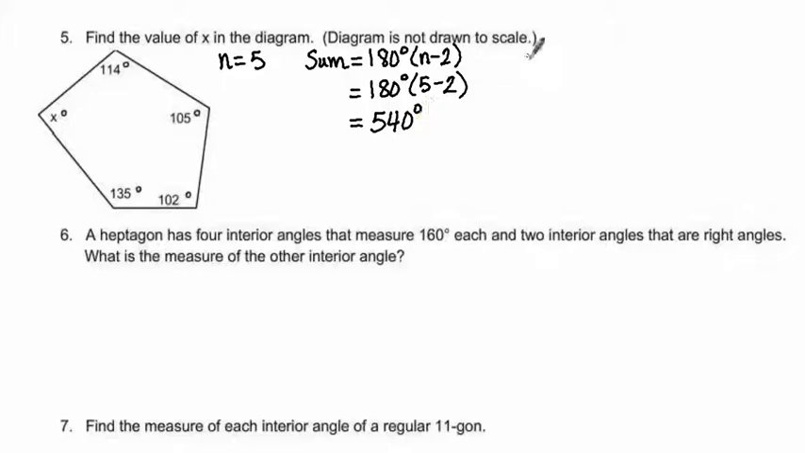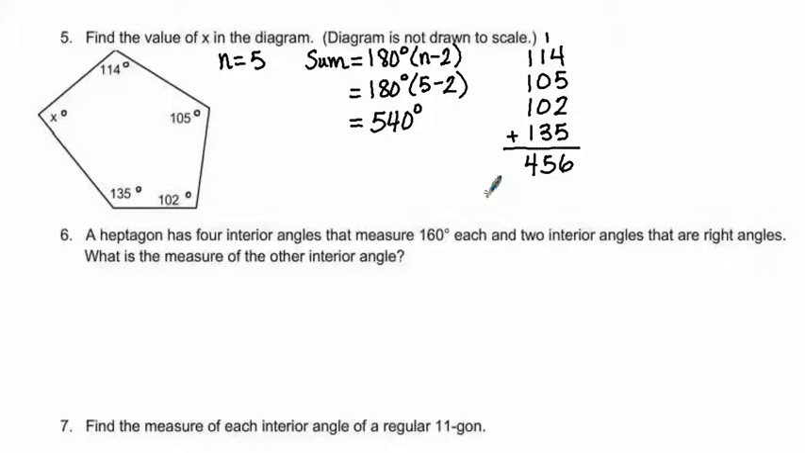So we take our 114, 105, 102, and 135 and add those together to determine how many degrees are already used up, so to speak, out of that 540. Okay, so 4 and 5 is 9, plus 2 is 11, plus 5 is 16. 1 and 1 is 2, plus 3 is 5. And then in the hundreds column, 1, 2, 3, 4. So of the 540 degrees, 456 of them are already spoken for.